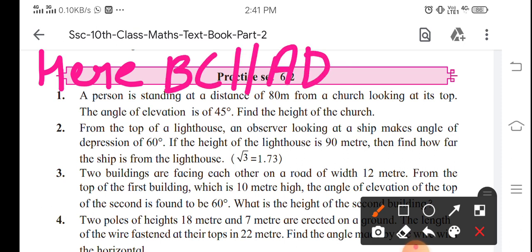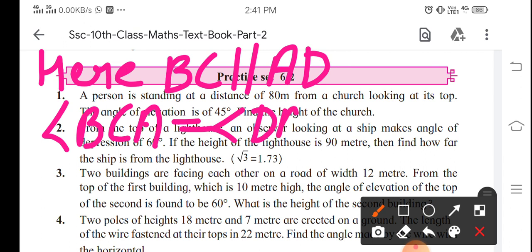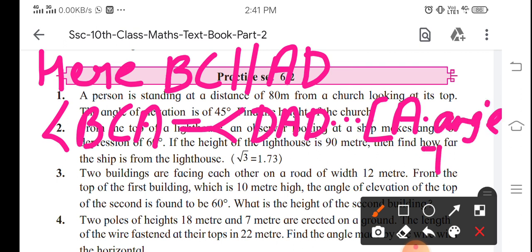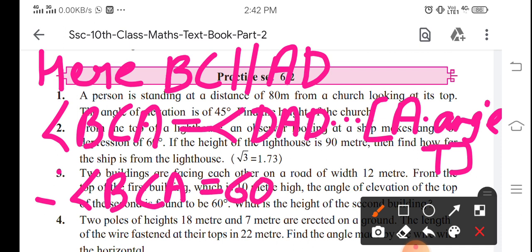Okay, and angle BAC is equal to angle DAC. I told you that earlier, right? That is the alternate angle theorem. We have to use that theorem over here. So with this we got the value of angle BAC, that is 60 degrees. I think this is clear. So till now we have only written the given data and what we have to find out.